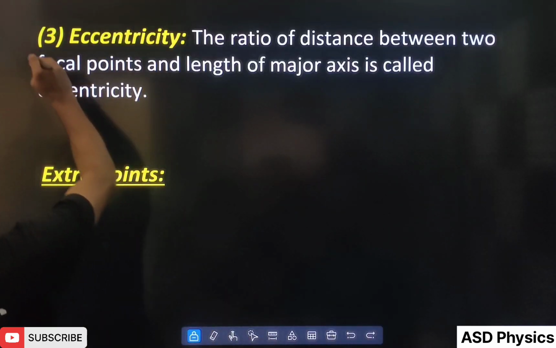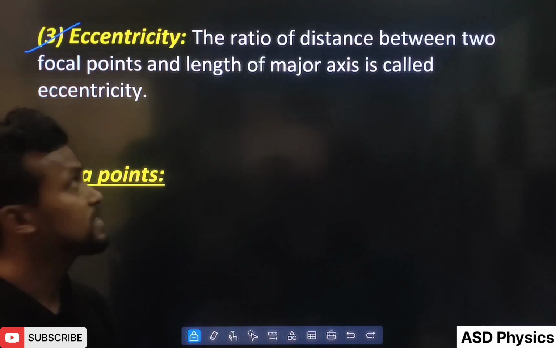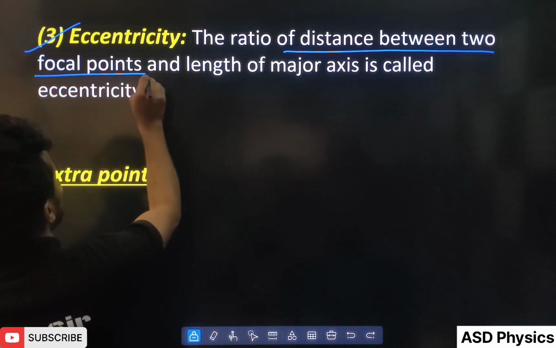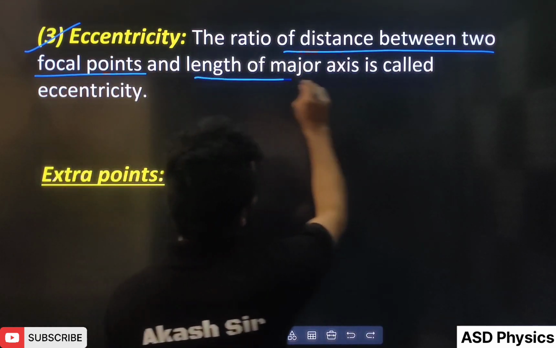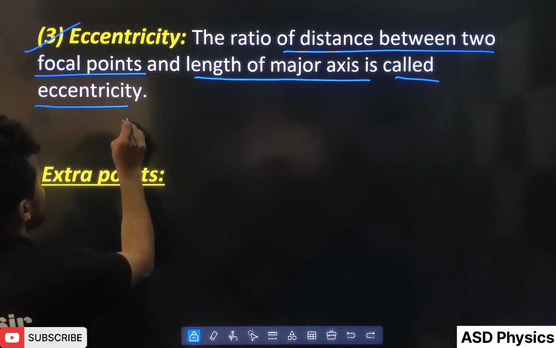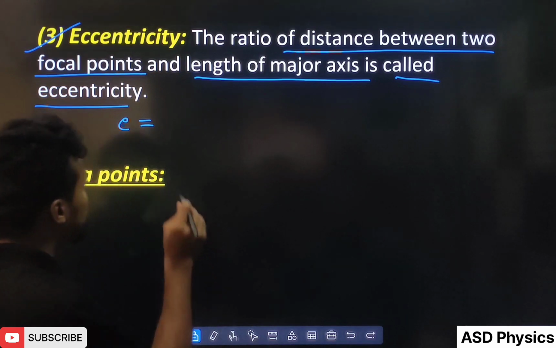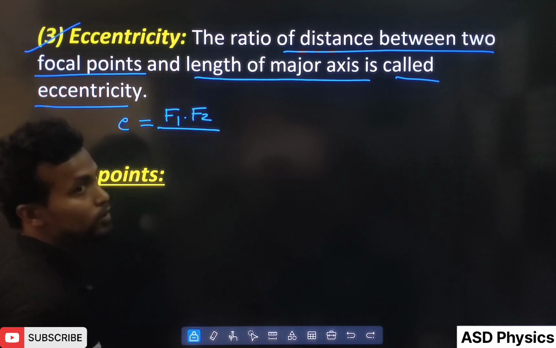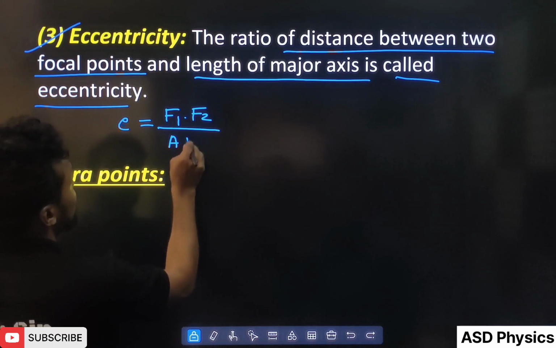See, now, eccentricity. What is the eccentricity? See please. The ratio of the distance between the two focal points and the length of the major axis is called eccentricity. Okay, so eccentricity e: the distance between two focal points, how much here? F1F2. One focus is F1, another focus is F2, so F1F2 by AB.